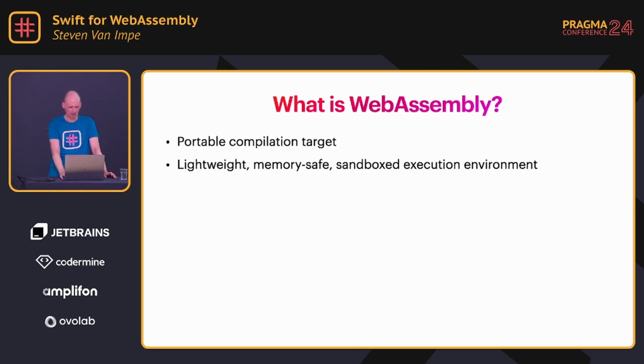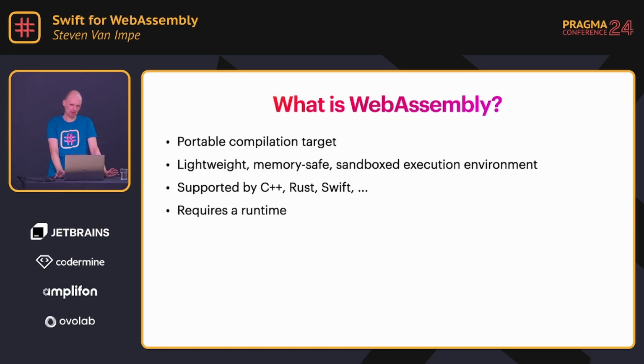What it provides is a lightweight, memory-safe, sandboxed execution environment, pretty much a container or virtual machine, in which you can run code compiled from any supported language: C and C++, obviously, Rust has really good support, and Swift also has support for WebAssembly. All you need is a runtime to run the WebAssembly module, but these runtimes are available pretty much anywhere, not just on the web. That's why I said the name is a bit misleading. You can compile anything to WebAssembly and run it anywhere you have a WebAssembly runtime, not just in a browser.